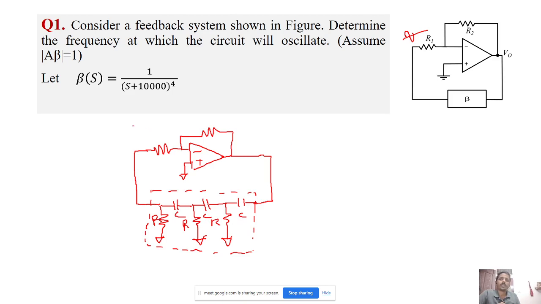Yeah, that is different. This oscillator is known as RC phase shift oscillator. Okay, and the circuit that sir taught is the Wien bridge. So there I will show that.